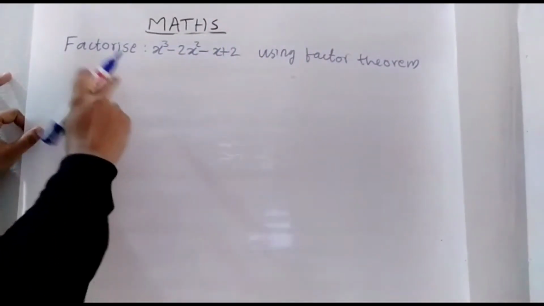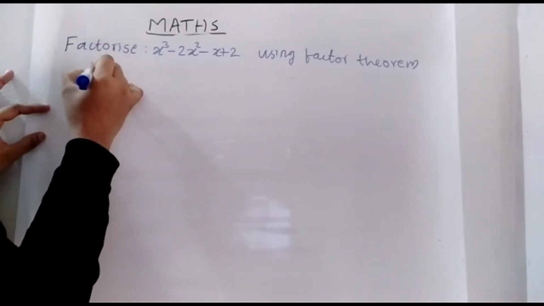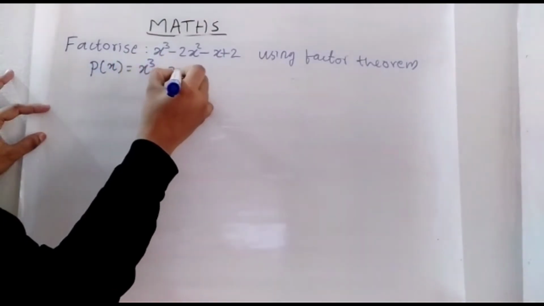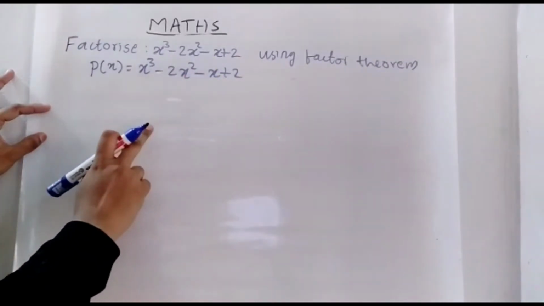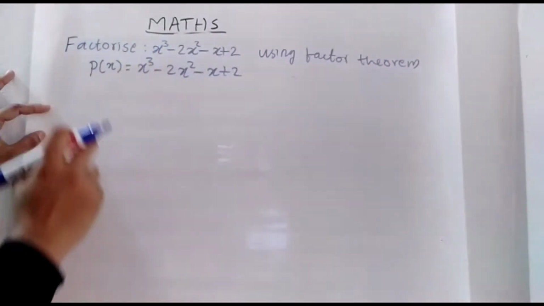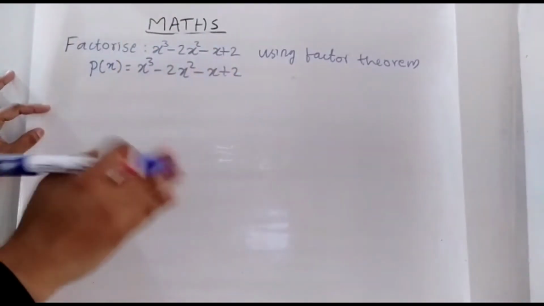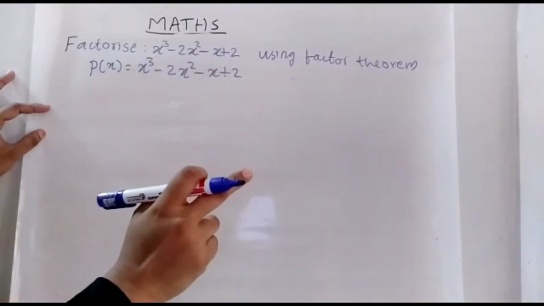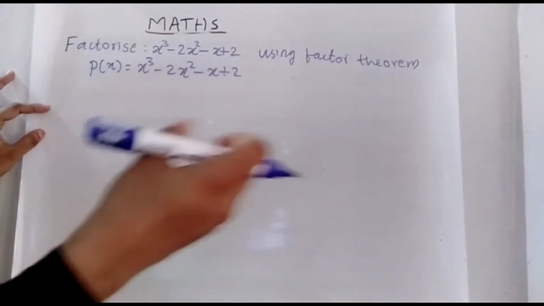Clear? So our polynomial is p of x equals x cube minus 2x square minus x plus 2. It is a cubic polynomial. Why? The degree is 3. Here 4 terms are there: 1, 2, 3, 4 terms. The constant term is 2. So let's check. First we have to write the factors of 2.